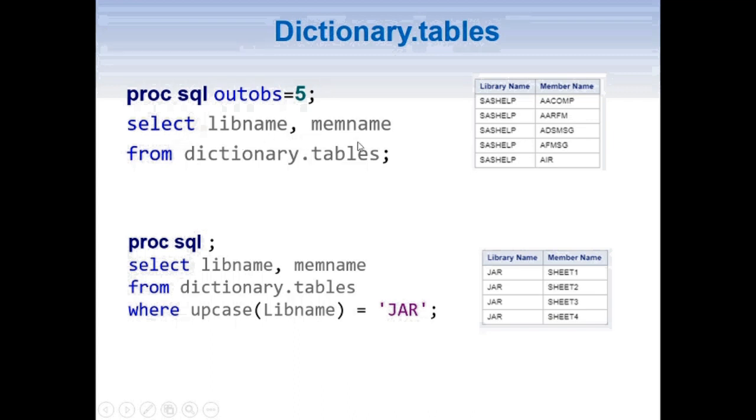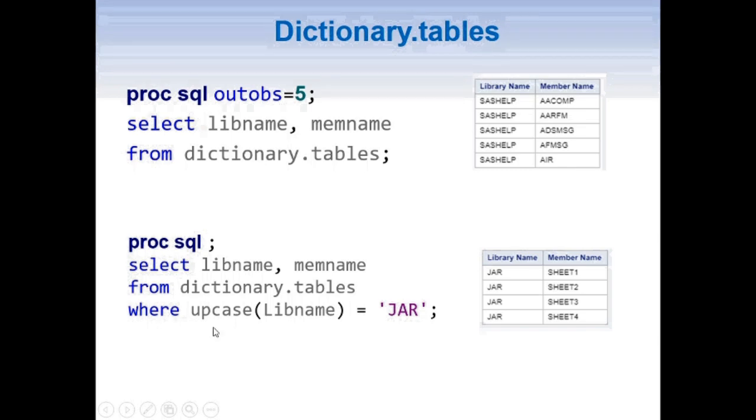When we run select libname, memname from dictionary.tables, we get information about all the tables in a particular session. I have used obs=5 so that I just see the 5 results printed here. If I want to select libname and memname from a particular libname, all I need to do is add a where clause.